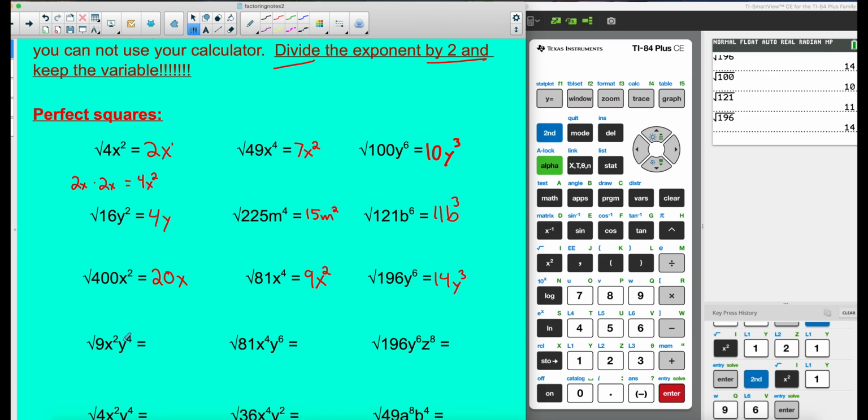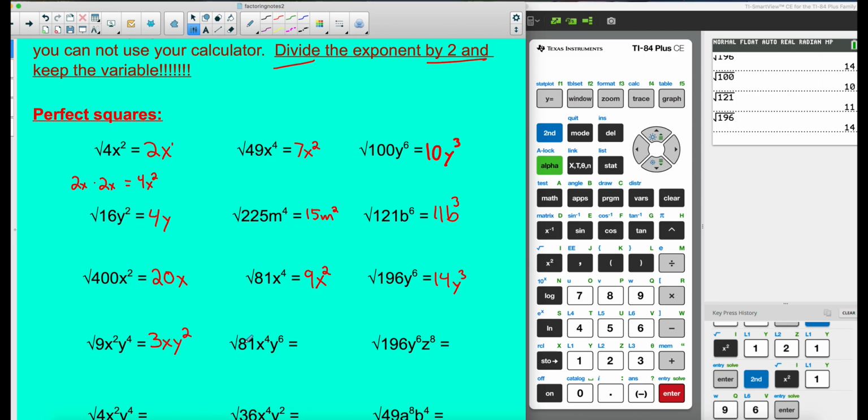Next, 9x squared. Now you have two of them. 9x squared, y to the fourth. No problem. Start with the 9. Square root of 9 is 3. I see an x. The square root of x squared is always x. And then you have a y here. You can't forget him. I see a y. Make sure you put your y there, but just be careful. 4 divided by 2 is y to the second. So the square root of 9x squared y to the fourth is 3xy squared.